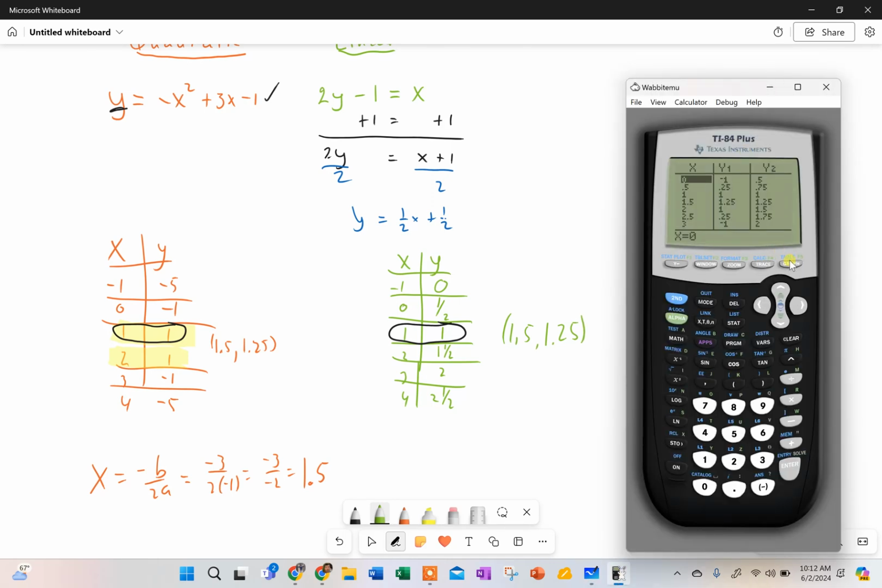I'm going to go back to my graph. Like I said, my graph's a little bit hard to see. So if you go to zoom and you go to box, this is actually really helpful. You press zoom, you go to box. What you can do is, you'll see there's a little cursor here. You press enter, and you can actually draw a little box around what you want to zoom in on. So I'm just going to draw a box around what I want to zoom in on. And you can see there's my parabola. And there is my point of intersection.